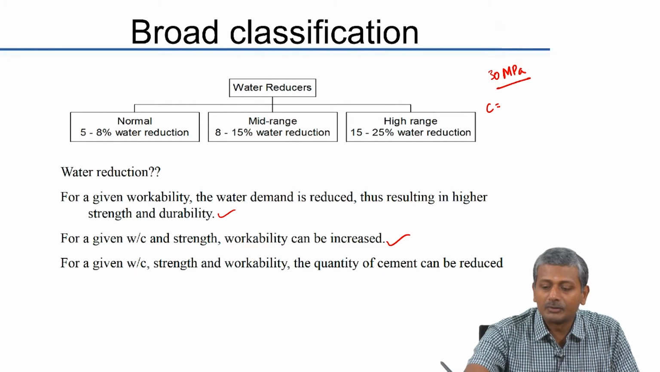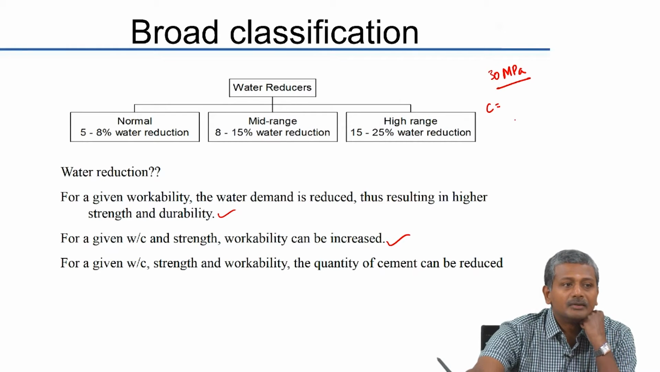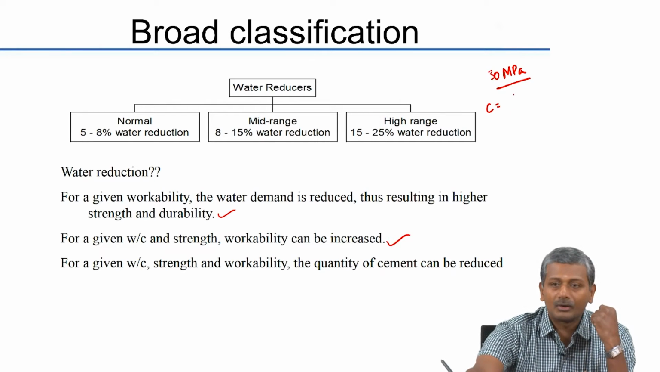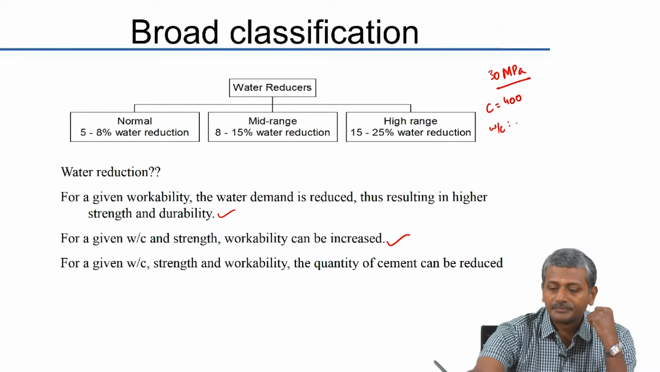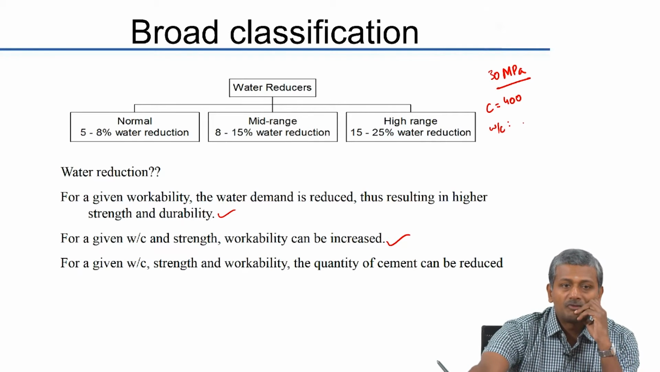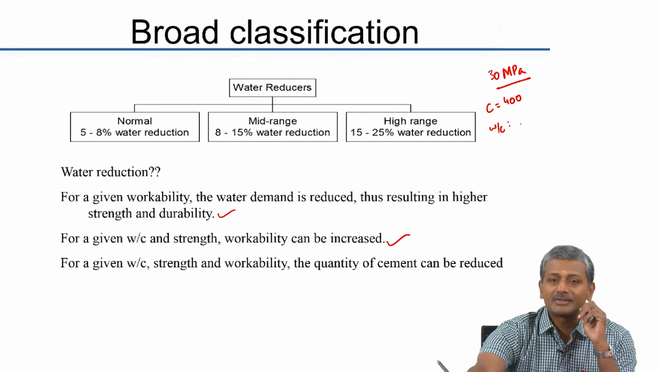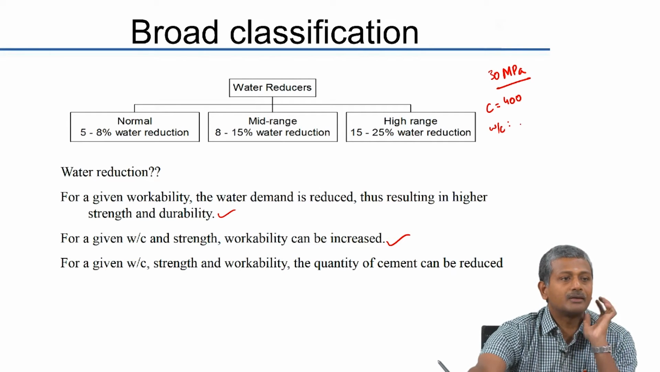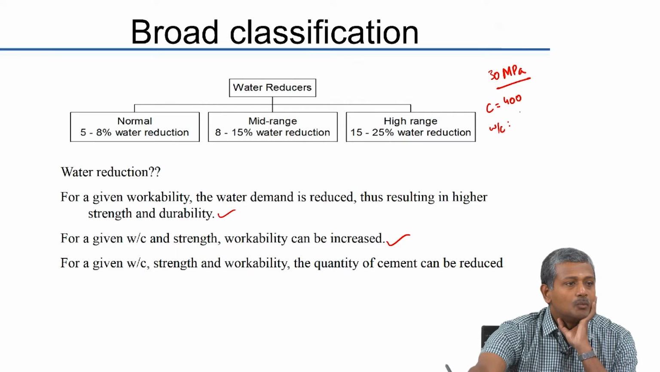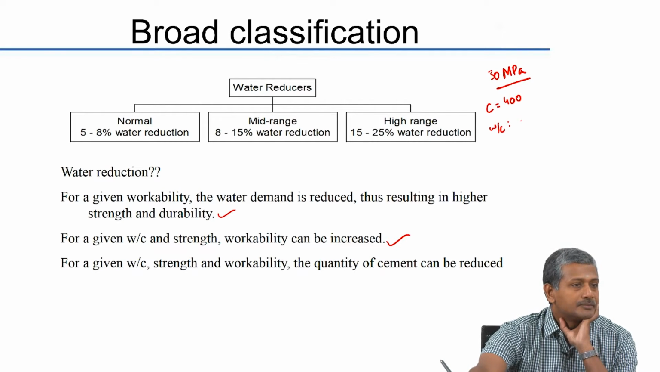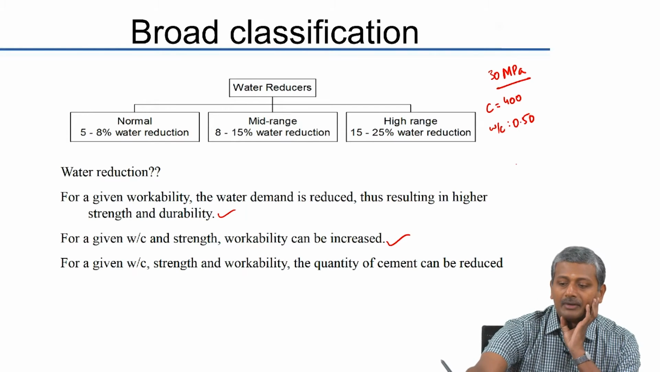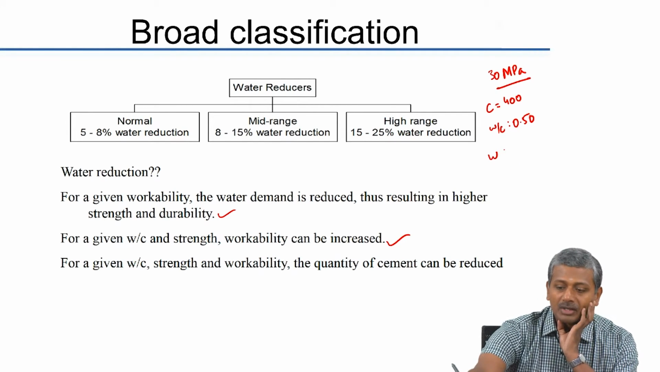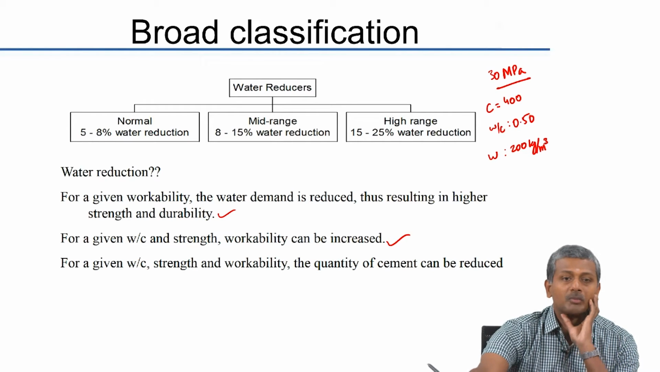What cement content will you use typically? Yeah, in the field generally it is around 400 kilograms is used. What about water to cement ratio, if you have to do it without chemical admixtures and you want a slump of, let us say, 100 to 150 millimeters? Around 0.5, yeah, 0.5. Okay, that means a water content of 200 kg per cubic meter.